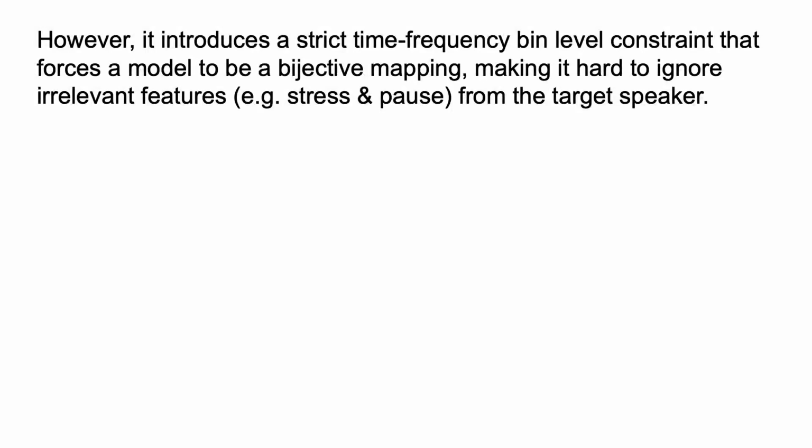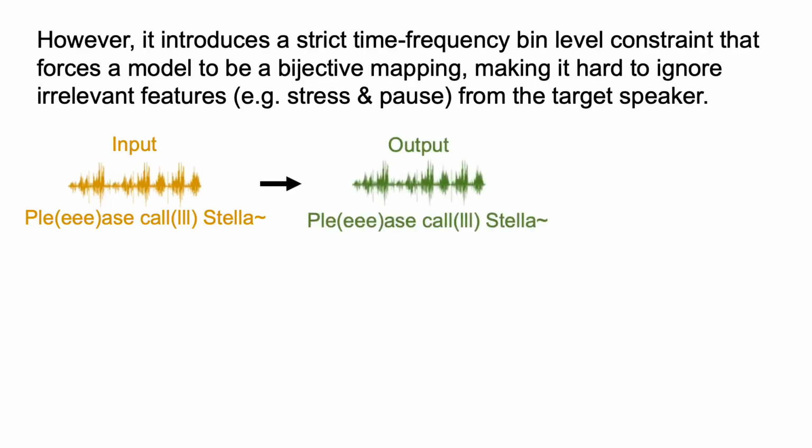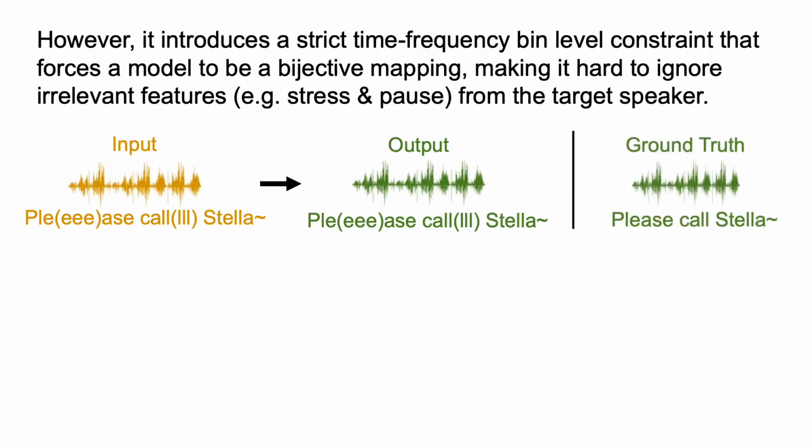However, it introduces a strict time-frequency bin level constraint that forces a model to be a bijective mapping, making it hard to ignore irrelevant features from the target speaker, such as stress and pause. For example, given an input utterance with "please call Stella," the output utterance will be strictly the same, like "please call Stella." However, the ground truth of the target speaker would be "please call Stella."